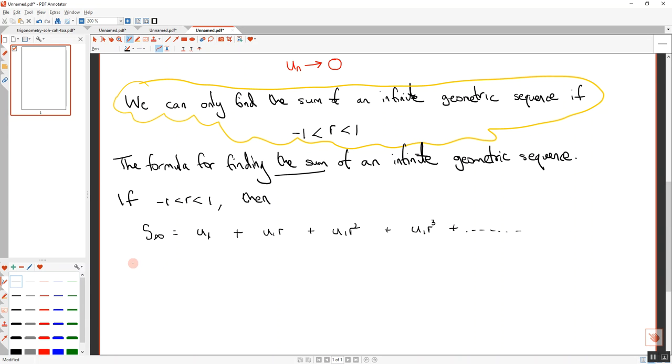So the way we're going to do this, we kind of talked about this a little bit last time, I'm going to multiply every single term by r. So what does this become? u1r. What does this term become? u1r squared. This term becomes? u1r cubed. This term becomes? Right, and then the next one would be u1r to the 5, and so on.